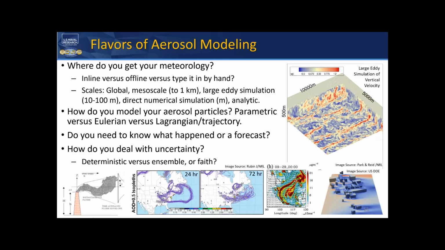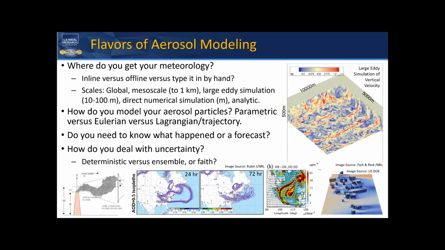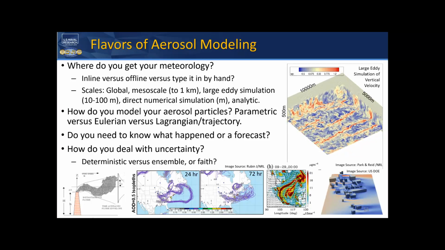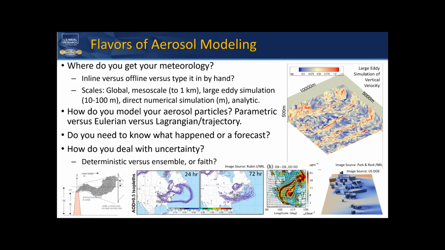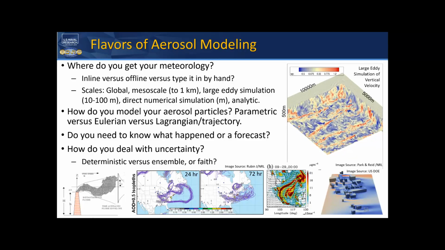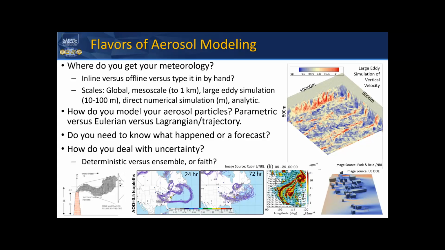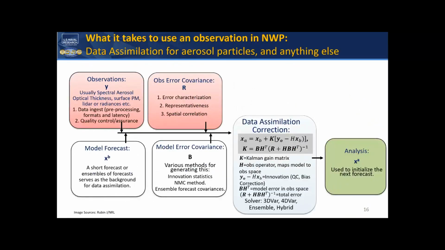The other question you need to ask yourself is, do you need an analysis? Do you just need to know what hit me? Or do you really need a forecast? And then finally, how do you want to deal with uncertainty? Deterministic, where I put all of my eggs into one basket and do a single run, or do an ensemble, running the model a bunch of times with slightly different initial conditions, and see how variable I think the plume location is going to be.